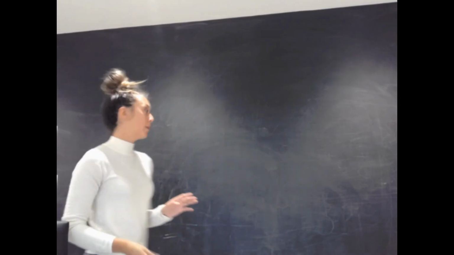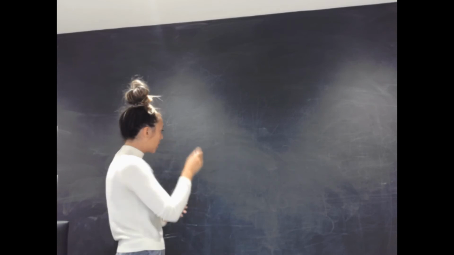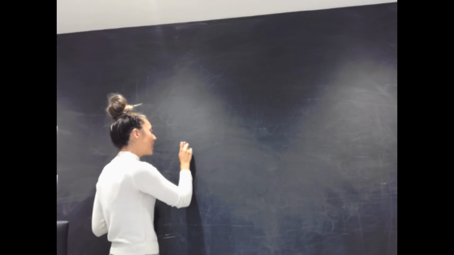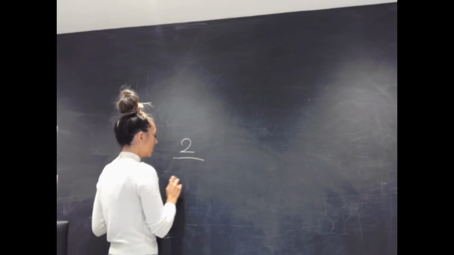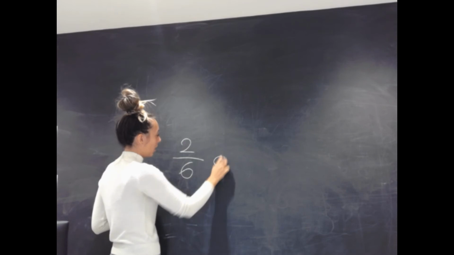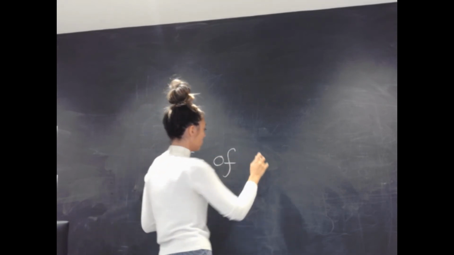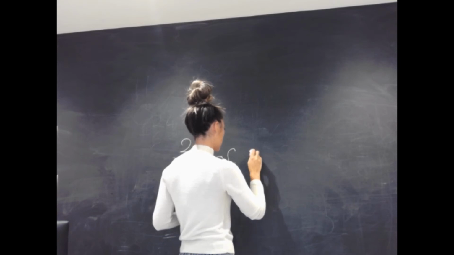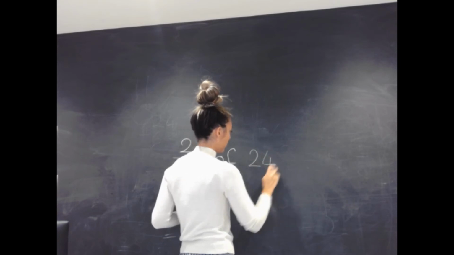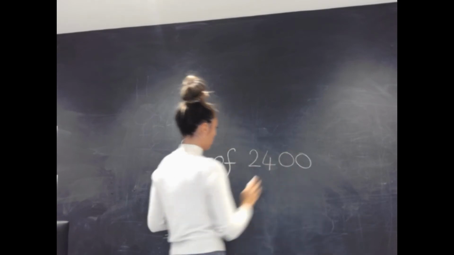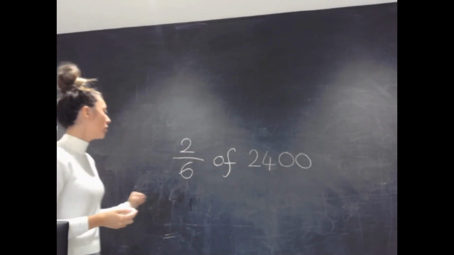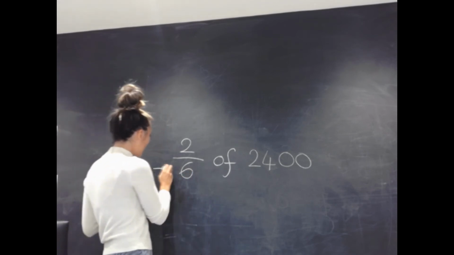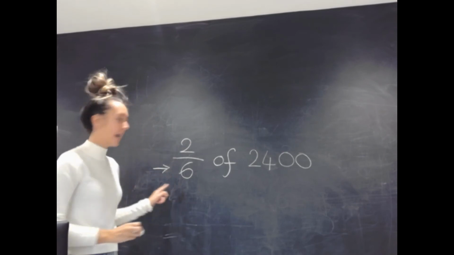Okay, the next thing that lots of people struggled with was finding a fraction of a number. For example, we had a question like this: 2/6 of 2400. So the first thing I needed to do was divide by the denominator. I always divide by the denominator first.